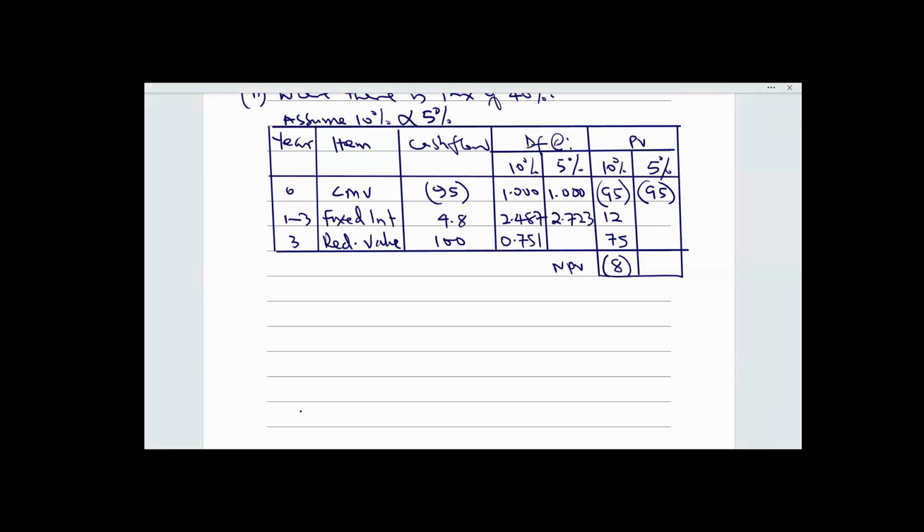Here is 2.723. Then, of course, discount factor for year 3 at 5%, 1.05 raised to power minus 3, that's 0.864.